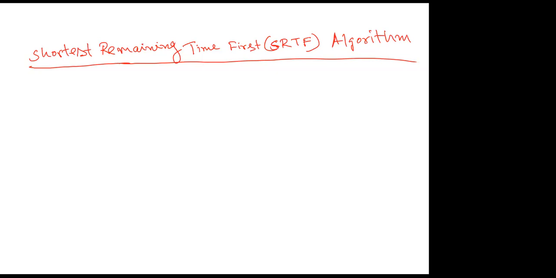Let's draw again. One note is that it is a preemptive version of SJF. Let's calculate the completion time as well as the turnaround time and waiting time, also the Gantt chart, schedule length and throughput for some particular processes. Okay, let's consider some processes.